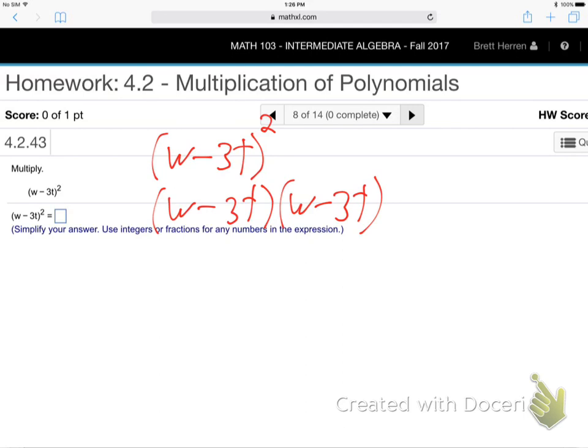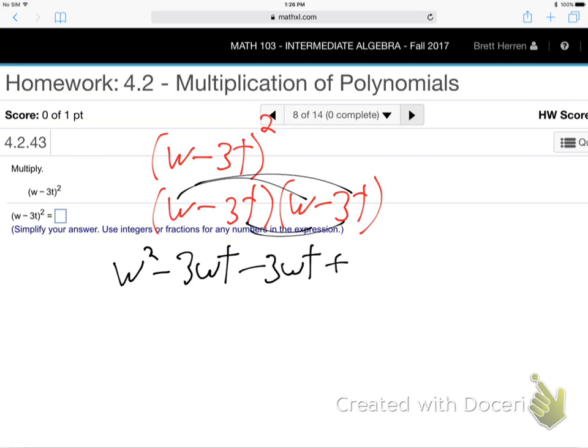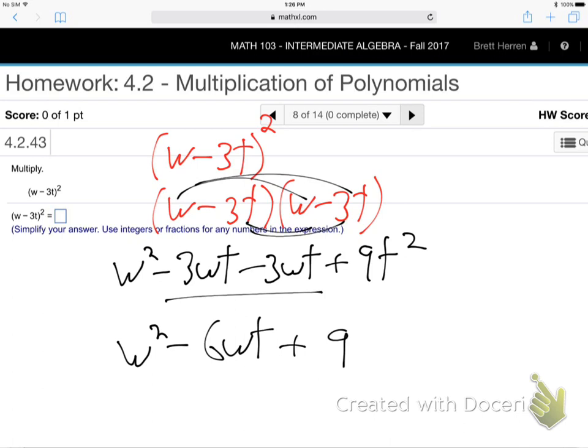Good, so then you just distribute that. Boom and a boom. W squared minus 3WT. You can write that either 3TW, 3WT, whatever. Doesn't matter. Boom and a boom, minus 3WT plus 9T squared. Everybody got the positive on that 9, right? Because negative 3 times negative 3. And so then combine these two in the middle, they are like terms. Not 3, it's 6. Minus 6WT plus 9T squared.